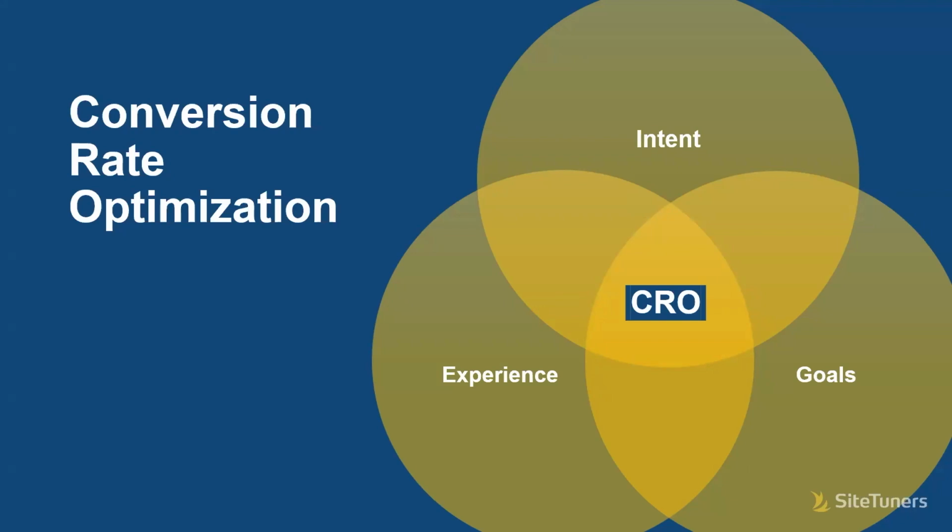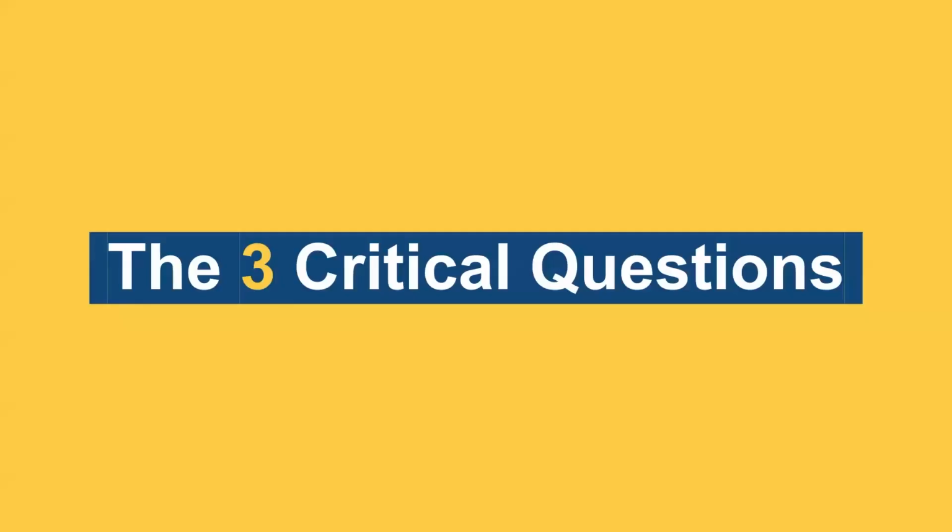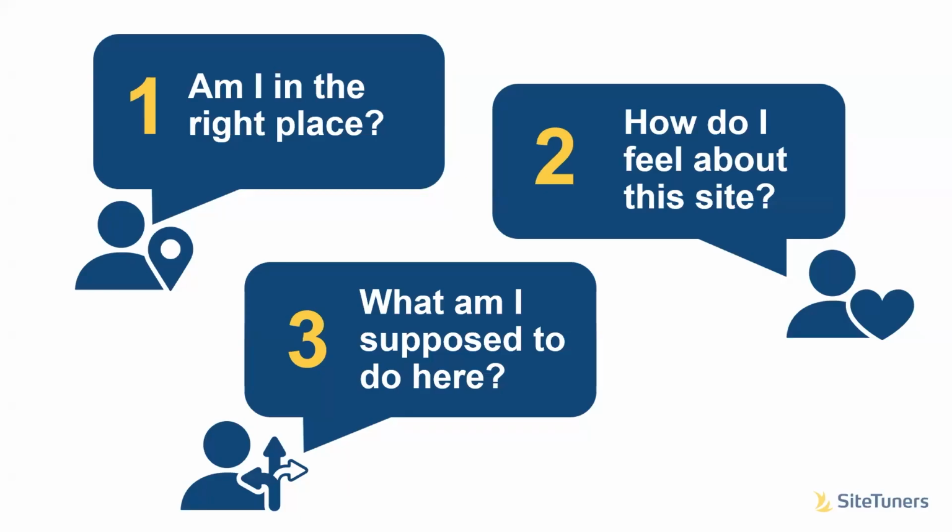And that is by answering the three questions. And these three questions, for those of you who have read my book, and there'll be a link at the end to the book, all right? But for those of you who have read the book, the three critical questions are: am I in the right place? How do I feel about this site? And what am I supposed to do here? Now, we are going to use these three questions as the basis for everything we do when we're reviewing the sites that are out there.